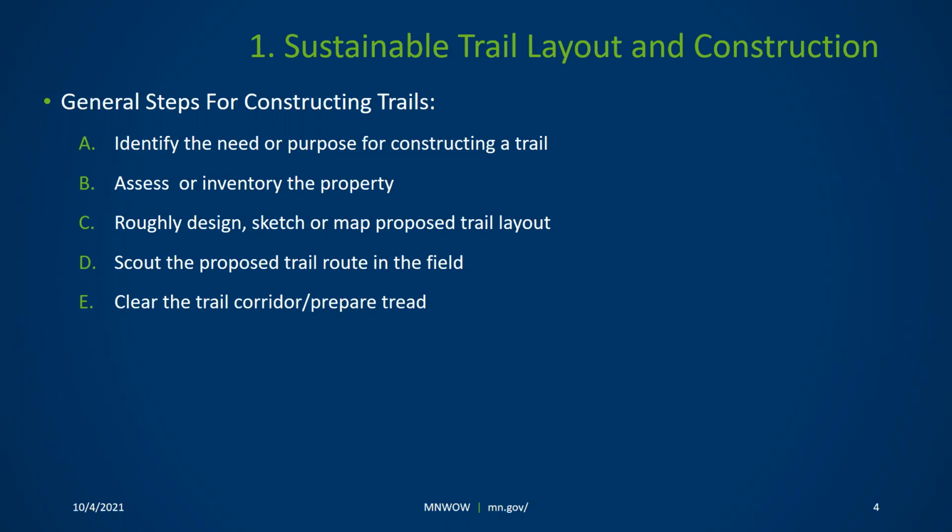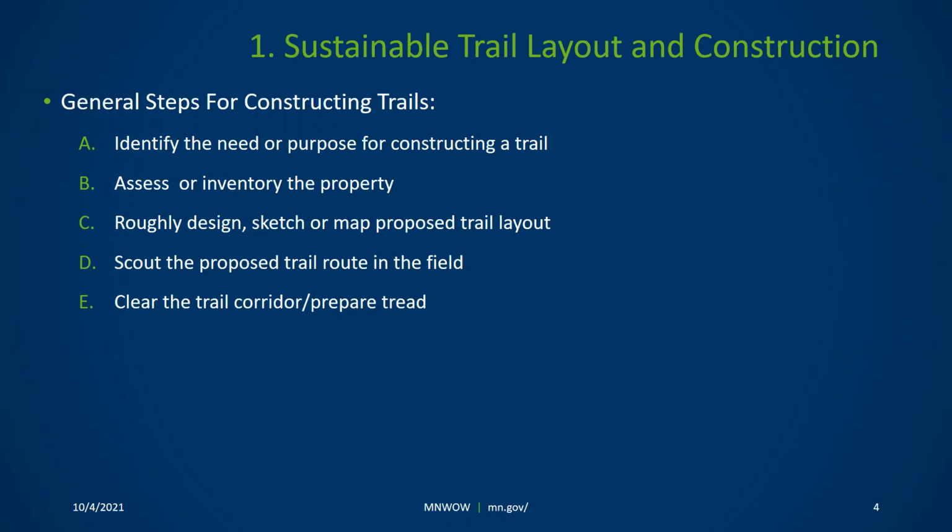B would be to assess or inventory the property. All that really is getting a good idea of what assets or resources you have on the property. What are your goals for moving across to or between points on the landscape on your property. C would be to roughly design or sketch out, map that trail, realizing that that's going to be rough, that's going to be flexible, it's not set in stone. You're going to temper that by moving on to D, to scouting the trail, looking at it on the landscape and just assessing its feasibility.